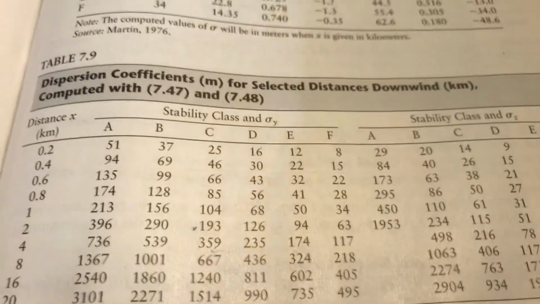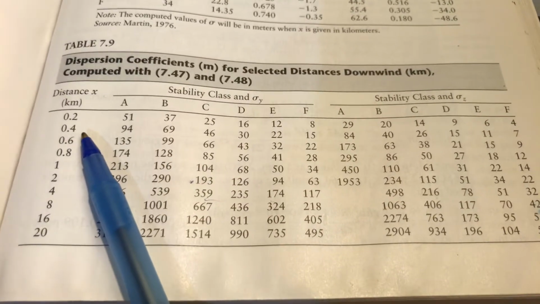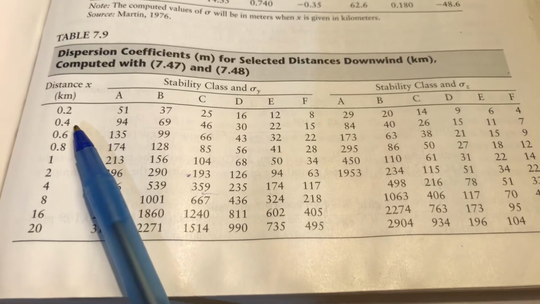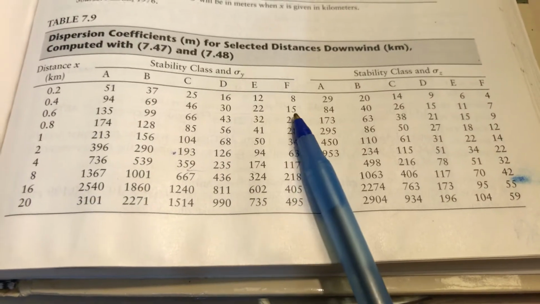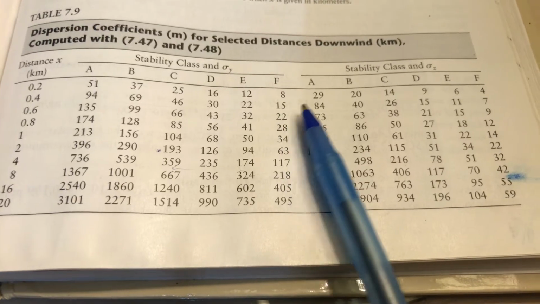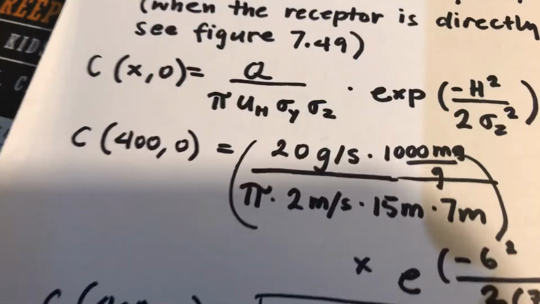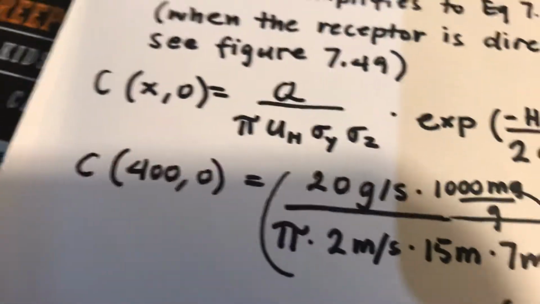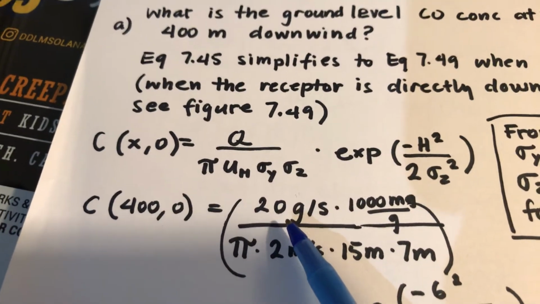Okay, and so with stability class F, we can get our sigma y and our sigma z here from table 7.9. We need to know where we are downwind. Remember, the problem said 400 meters, so that's going to be 0.4. Okay, so we come across class F, sigma y is 15, sigma z is 7. Then we insert that into our equation here. So at 400 meters, and our emission rate was 20 grams per second.